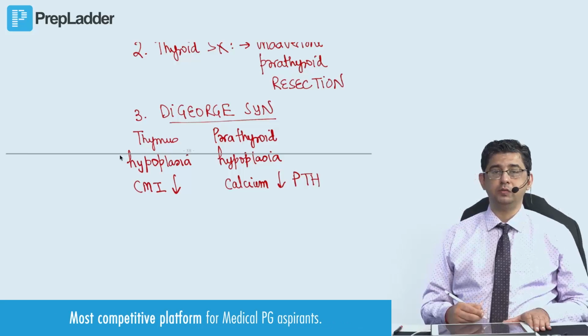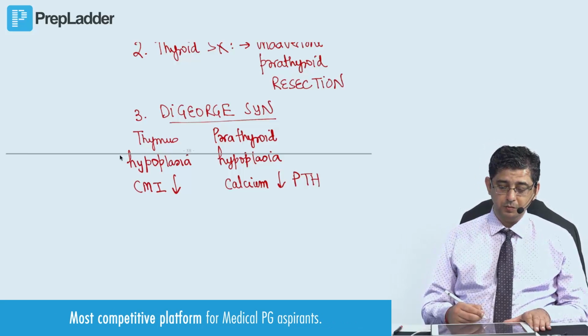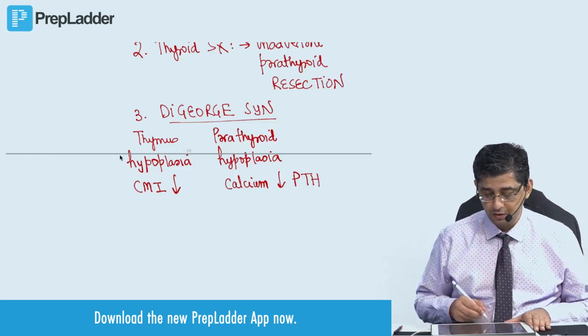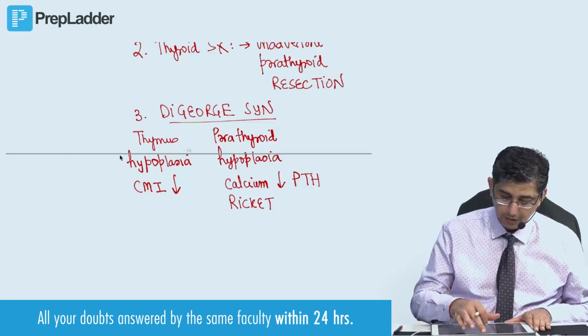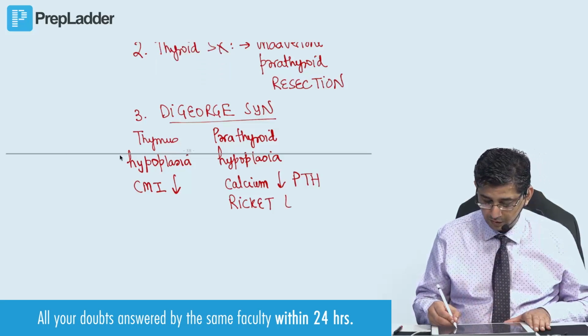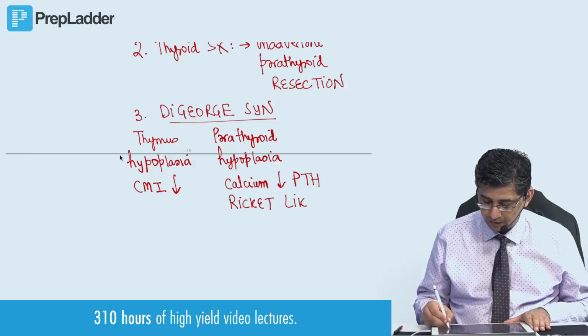So there are two reasons why DiGeorge syndrome is asked. One is for the immunity part and second for deficiency of calcium. This deficiency of calcium will cause rickets-like illness in the patient. I repeat again, this is not nutritional rickets, it is rickets-like illness in the patient.